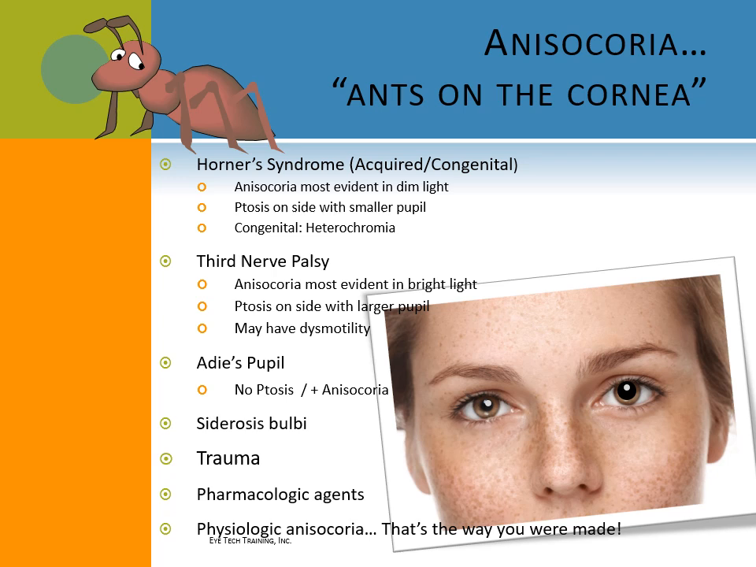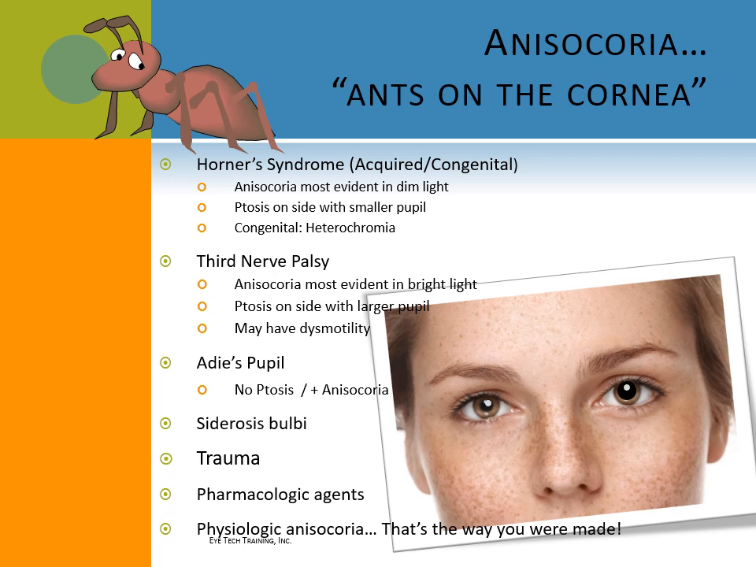Congenital Horner syndrome will have a ptotic lid on the side with the smaller pupil. They'll have an anisocoria, and additionally they'll have a heterochromia, meaning they'll have two different color irises. Typically, the lighter colored iris is on the side with the ptotic lid and the small pupil.